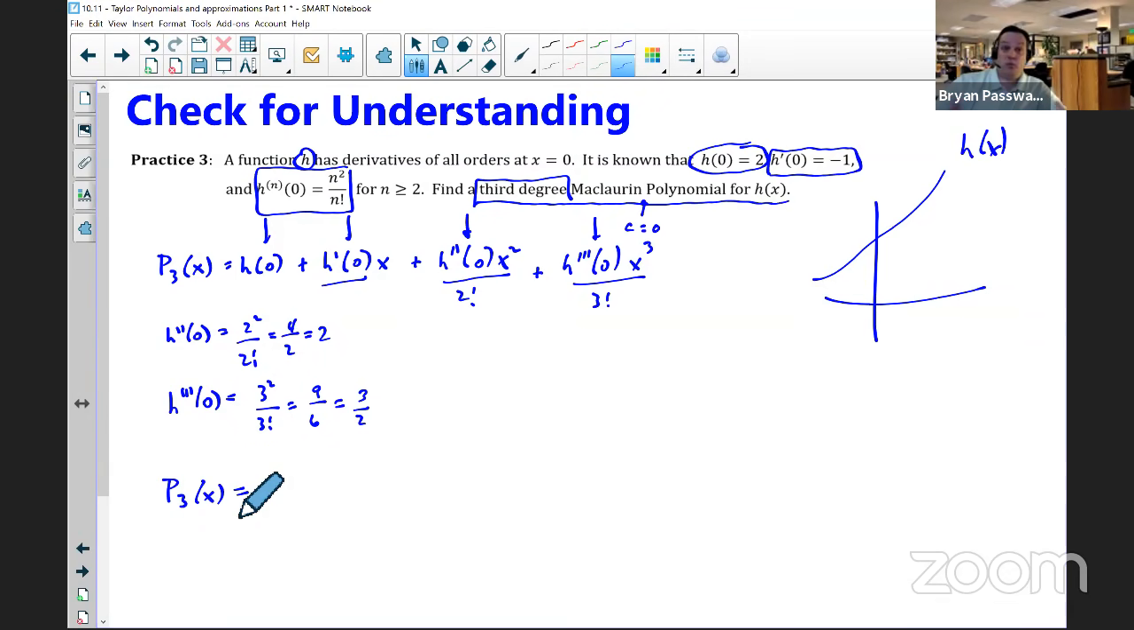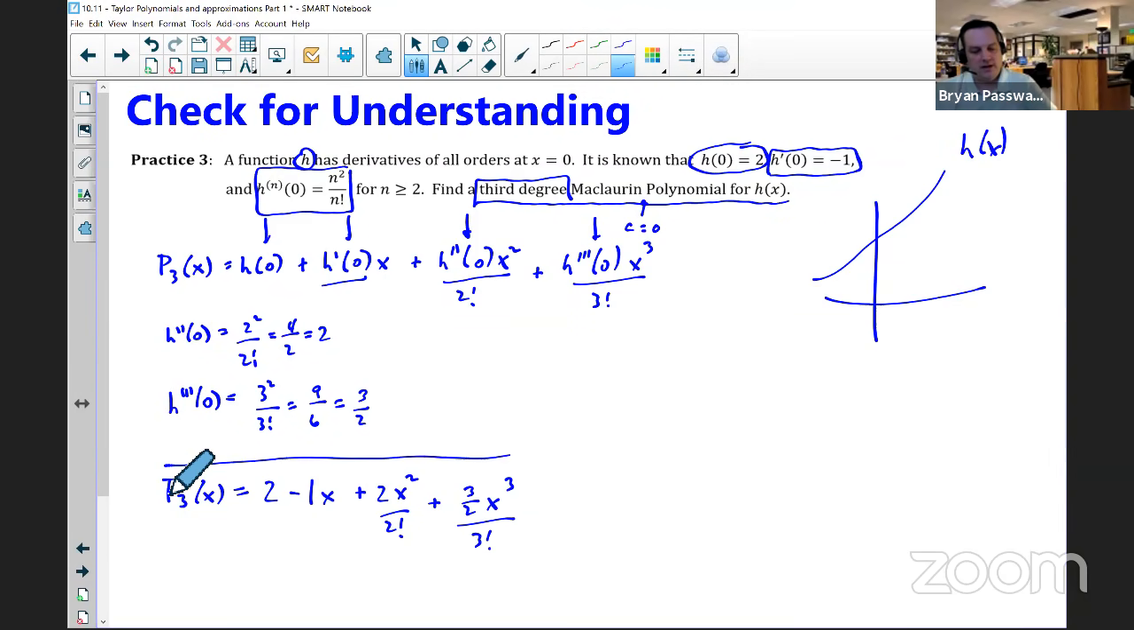Now remember, in this case, we don't even know what h is. We don't have a picture of it, an equation of it, but we knew enough information about it at the center to create an approximation. And so our approximation is going to be 2, that's what h of 0 was, minus 1x, right? I plugged in -1 for h prime, and then h double prime is 2. So that's going to be 2x squared over 2 factorial for my third term. And then finally, the third derivative is going to be 3 halves x cubed over 3 factorial.